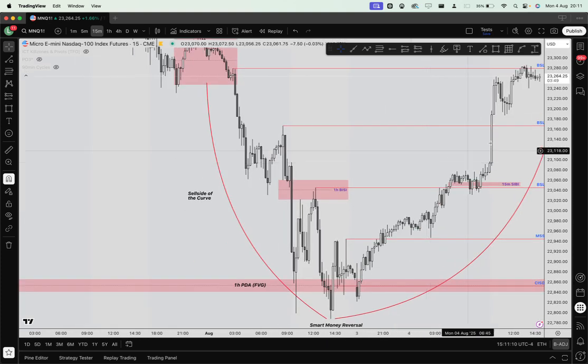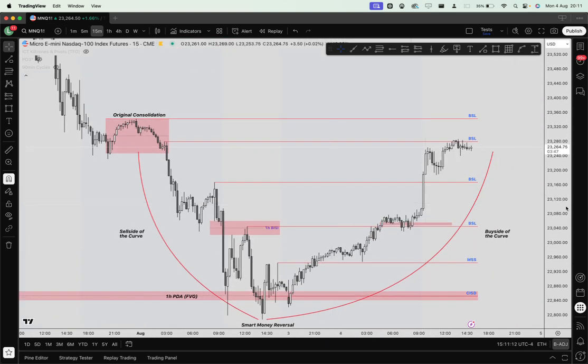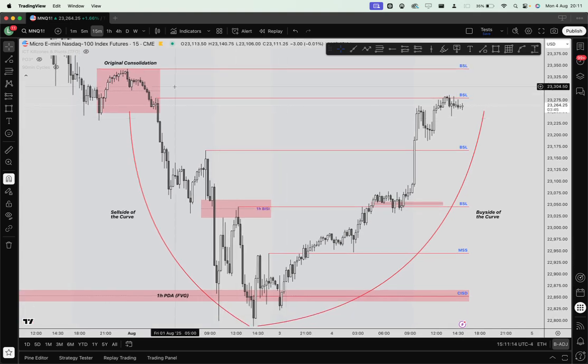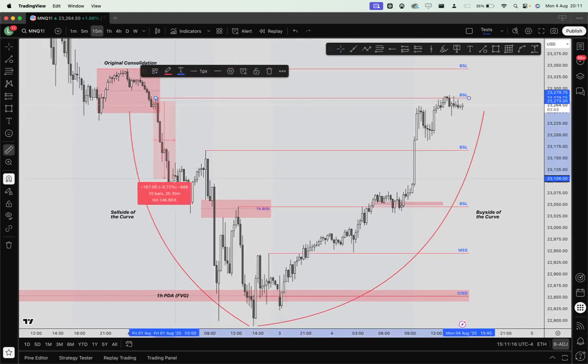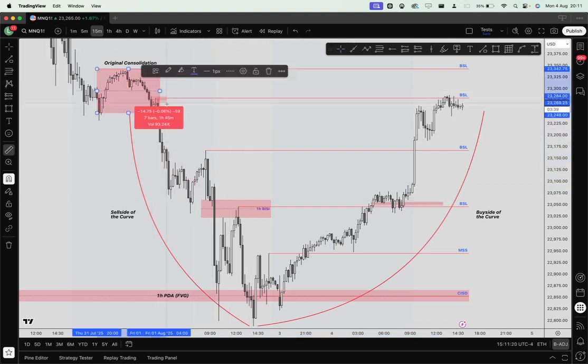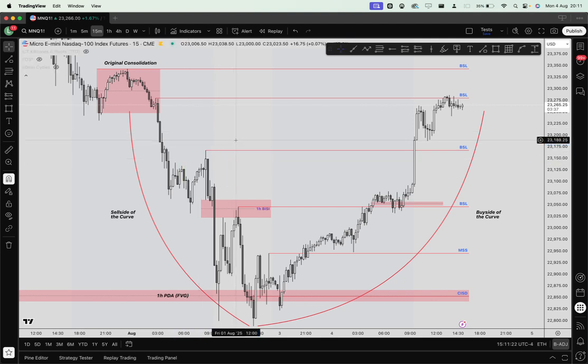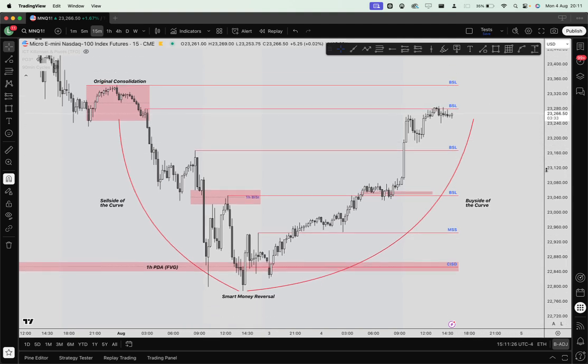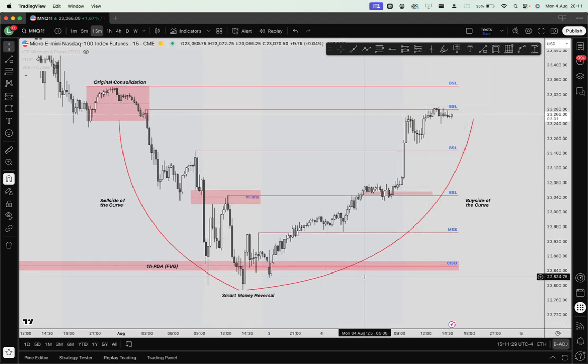Now, when we break through that range, what do we see? We see just a constant sell pattern. We see a constant downtrend. This is the sell side of the curve. Now we are generating buy side liquidity here. So all these areas here, this is generated buy side liquidity. So these are areas which we can aim for on the buy side of the curve.